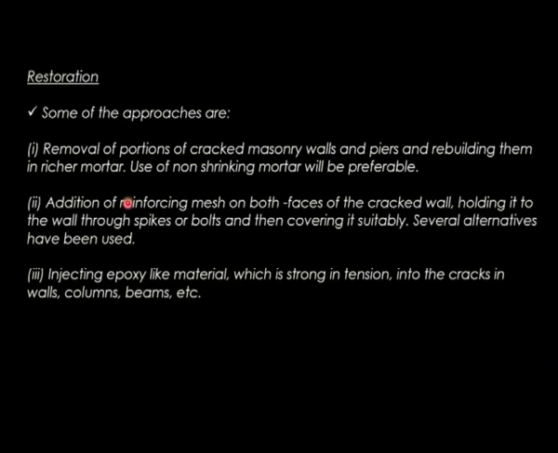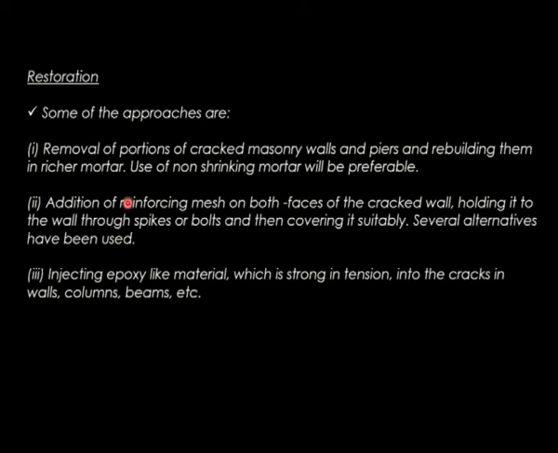So, some of the approaches for the restoration are the removal of portions of cracked masonry walls and piers and rebuilding them in richer mortar. Use of non-shrinking mortar will be preferable. Addition of reinforcing mesh on both faces of the cracked wall, holding it to the wall through spikes or bolts and then covering it suitably. Several alternatives have been used. Injecting epoxy-like material which is strong in tension into the cracks in walls, columns, beams, etc.